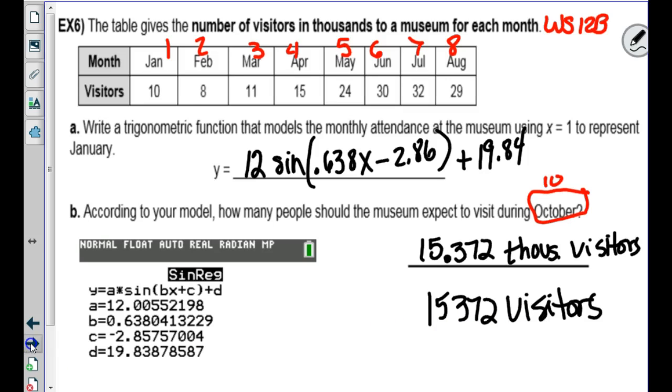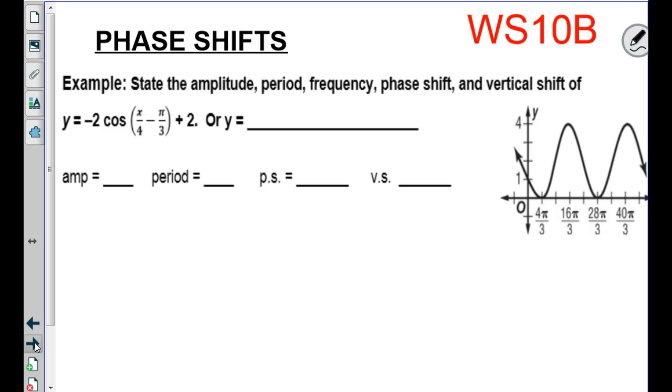No questions about how to do the regression? Everybody's calculator's working? All right. The next thing we're going to talk about is worksheet 10, side B. We skipped a bunch of stuff. This is about as ultimately ugly as I could give you. Okay? And I'm not even going to make you graph this one.